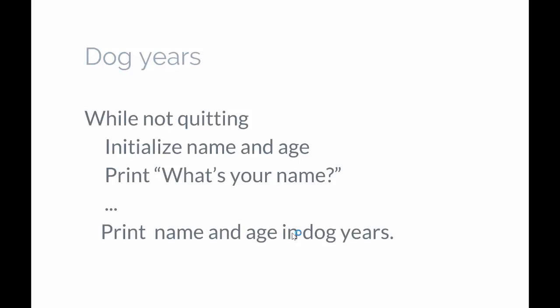So how does our pseudocode now work? While not quitting, let's initialize the name and the age. Let's print what's your name. Let's print the name and age and dog years. And I should have done here, if name is Q, then we're quitting. That would be down here. Or actually, maybe somewhere after the input your name.